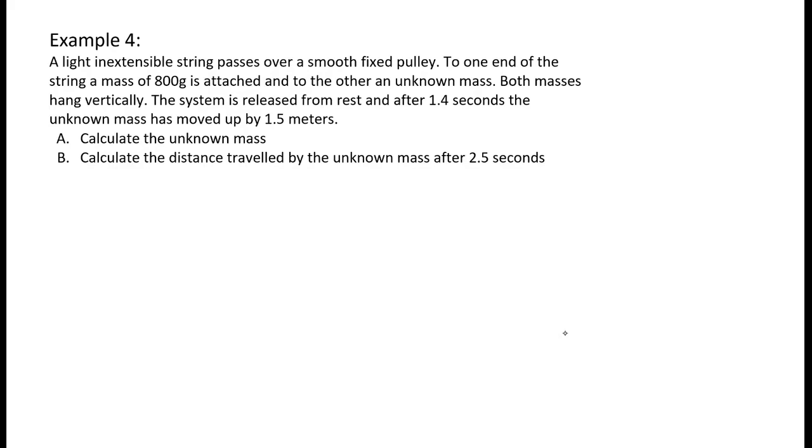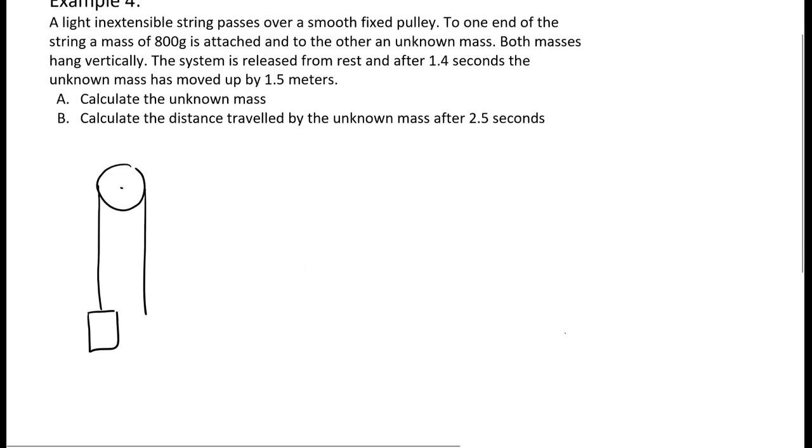A light and inextensible string passes over a smooth fixed pulley. To one end of the string a mass of 800 grams is attached, and to the other an unknown mass is attached. Both masses hang vertically. Okay, so that's step 1.